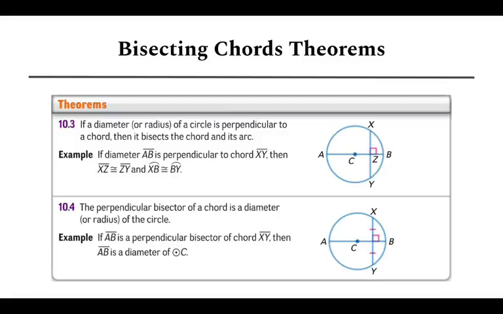The next part says that the perpendicular bisector of a chord is a diameter of the circle, which just goes the other way. So if we know that the perpendicular bisector of the chord is given to us here, so XY is perpendicular to AB and it is cutting XY in half, that means that AB is the diameter.